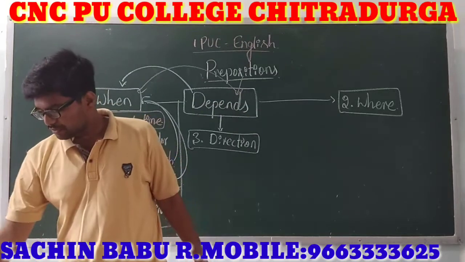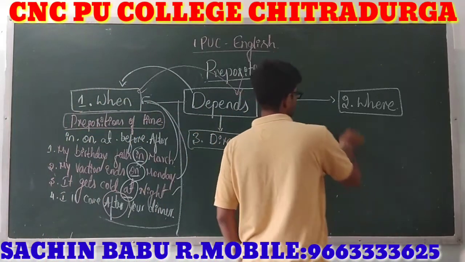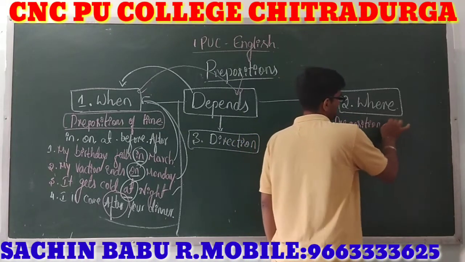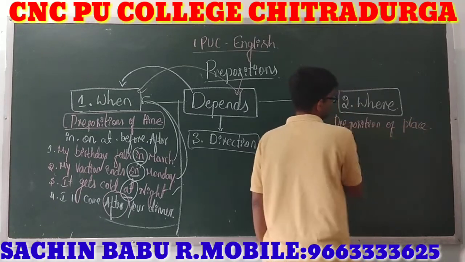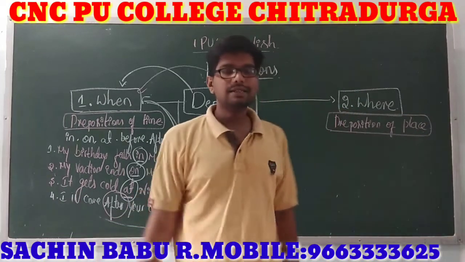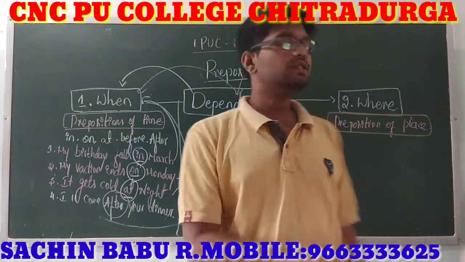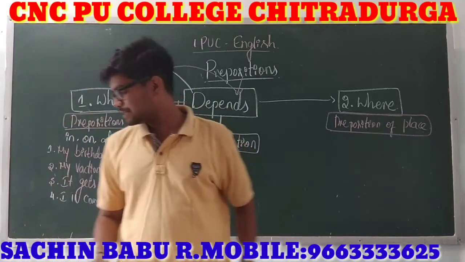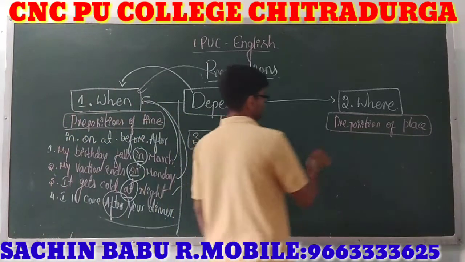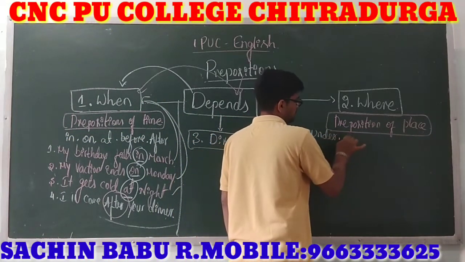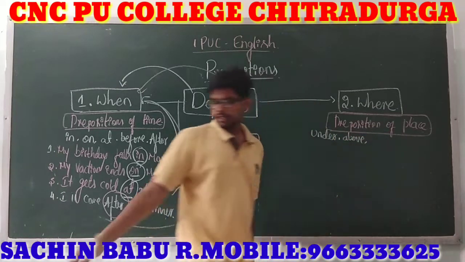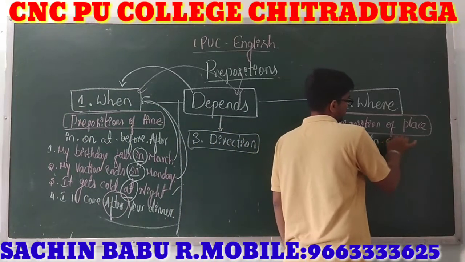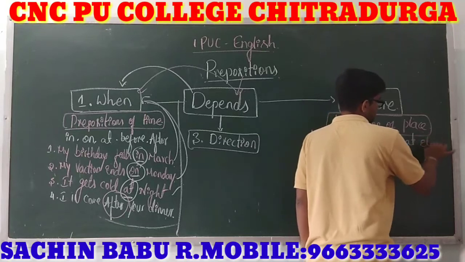Now I have taken the preposition of place. Got it? That is called preposition of place. When talking about a place, that is none other than where, there are several prepositions. So take down those prepositions here. The first is under, above, in, on, at, etc.